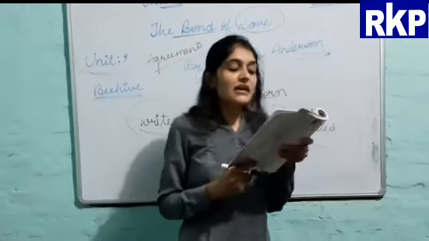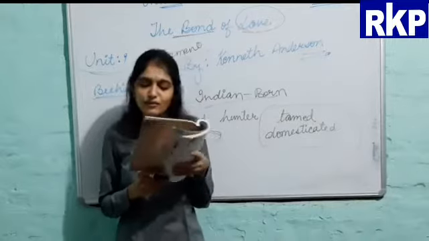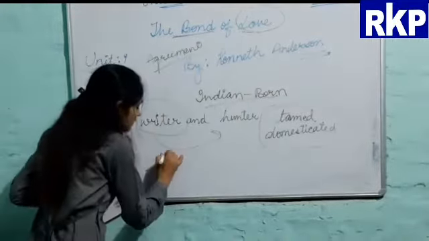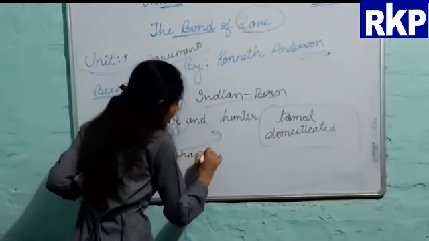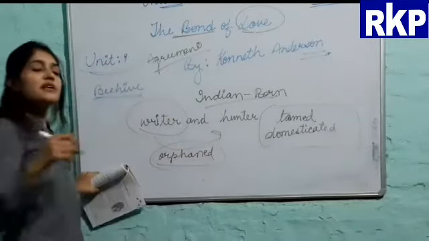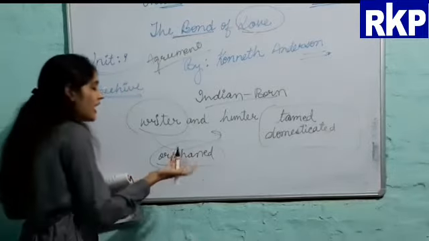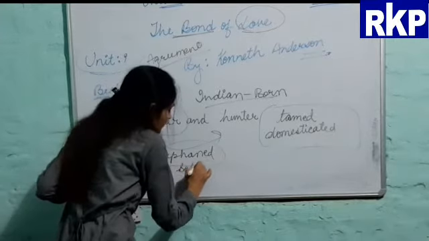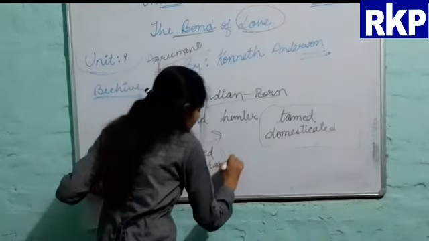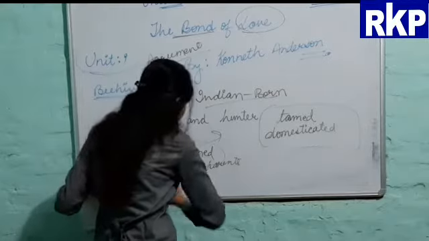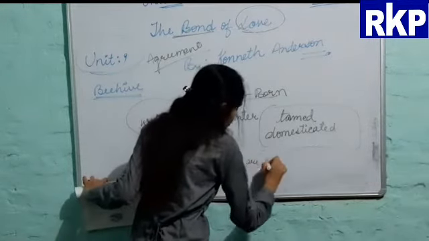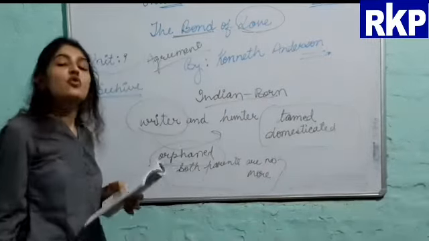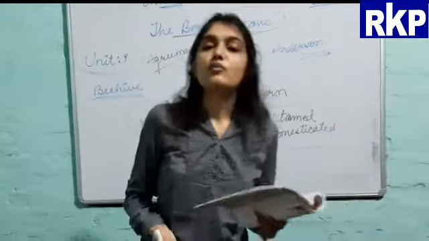So let's read a fascinating account of an orphan sloth bear. You get a word, orphan. Orphan means when a person or an animal loses both parents. Both parents are no more. So that child or that animal is said to be orphaned.